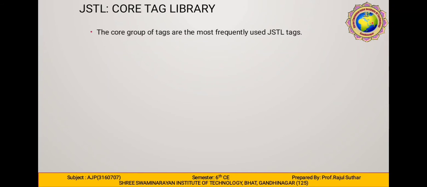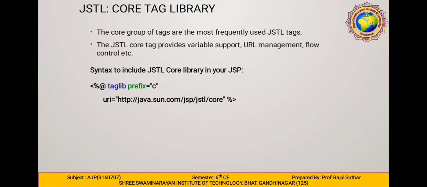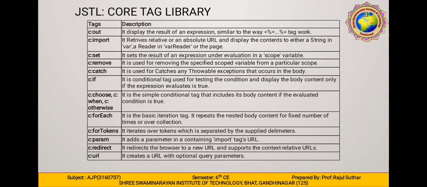So let me check the core tag. The core tag group of tags are the most frequently used JSTL tags. JSTL core tags provide variable support, URL management, flow control, and all these things. Here the syntax is generally common, but the taglib prefix is c, called the core tag. So here is the URI we are all familiar with: uri equal to http://java.sun.com/jsp/jstl/core, and this tag is completed.